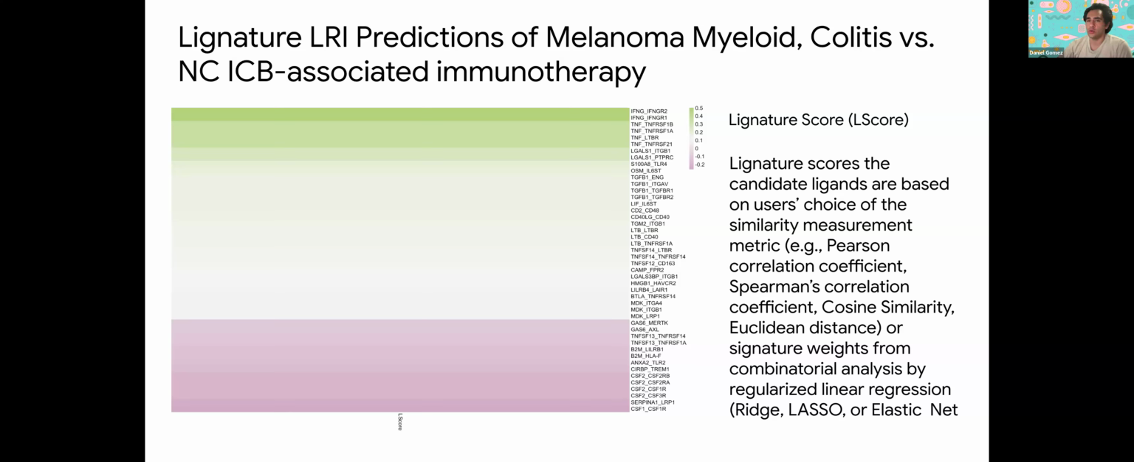So we see Lignature scores, which is the L scores here, that are candidate ligands based on the user's choice for a similarity measurement metric, where we have the Pearson correlation coefficient, Spearman correlation coefficient, cosine similarities, and the Euclidean distance, where we have the signature weights from combinatorial analysis by regularization linear regression that has a ridge, a lasso, or an elastic net. And I was able to choose specific to immunotherapy LRIs.